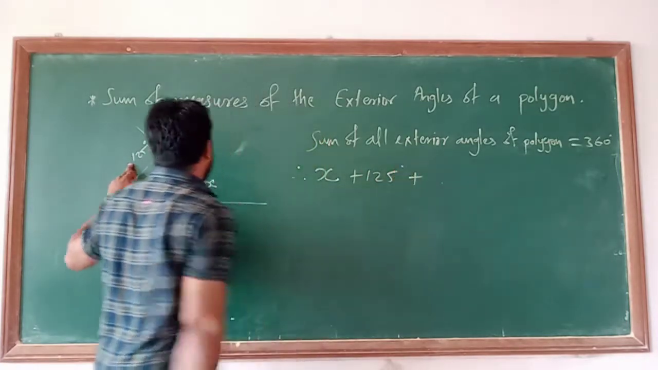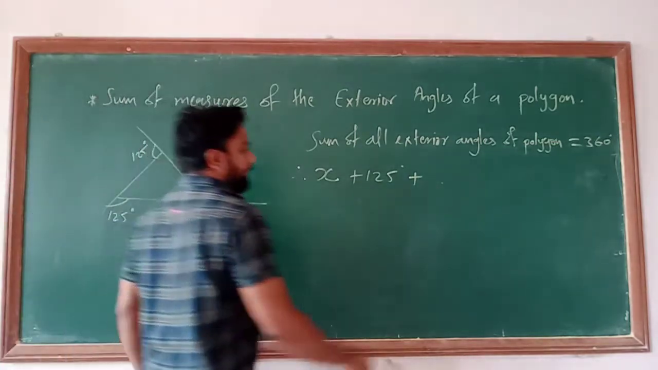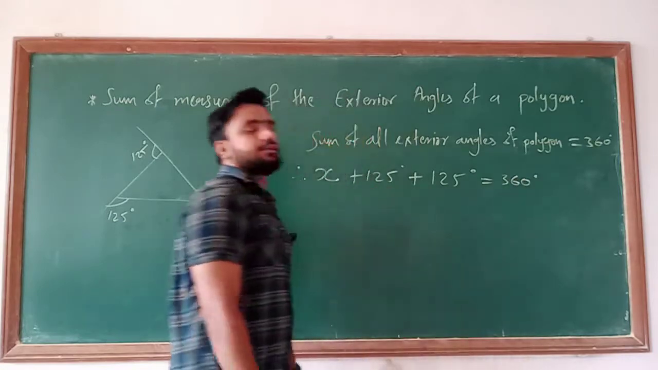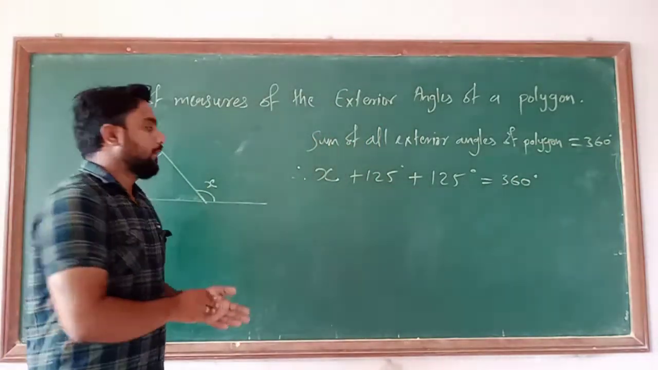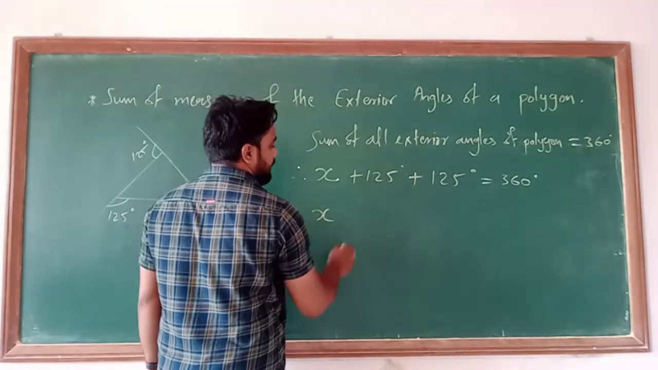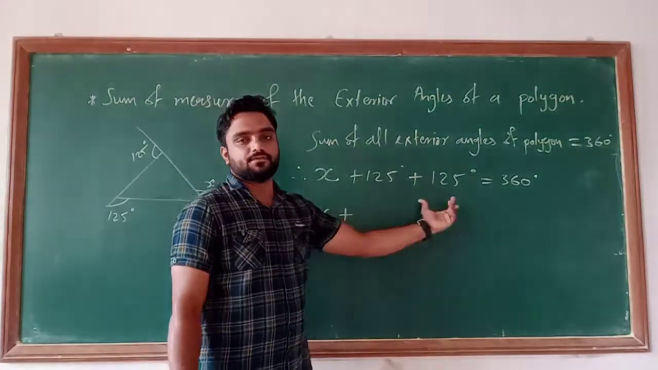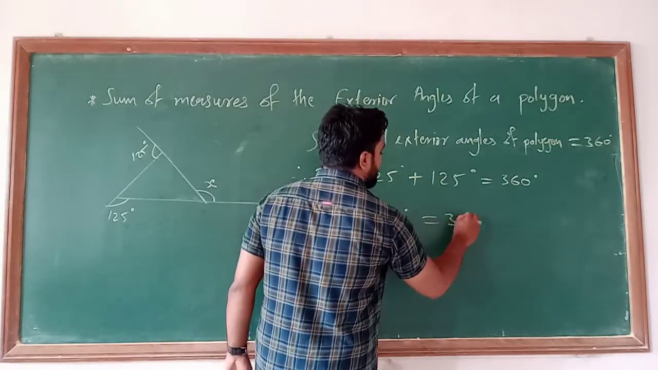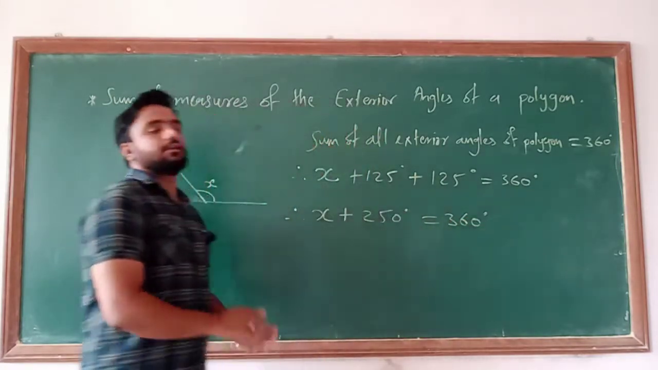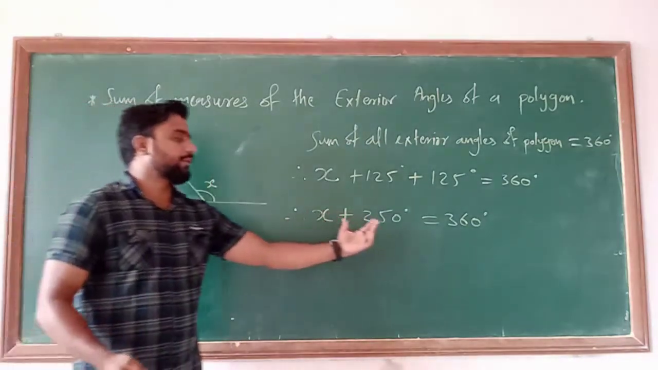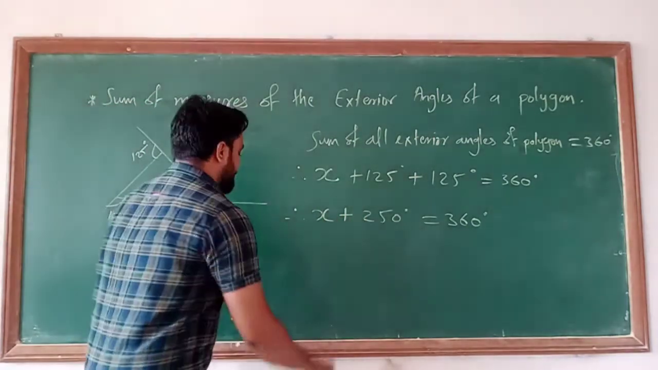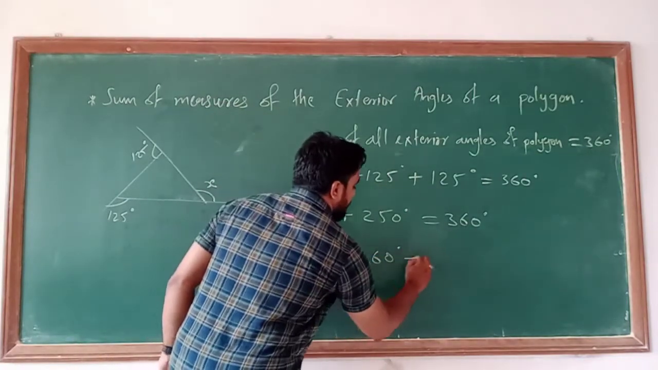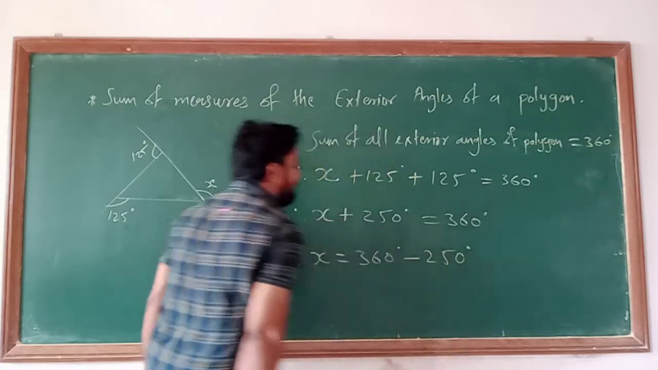125 degree, and the third one, that is how much? 125 degree. That is equal to how much? 360 degree. Understand or not? Okay, so therefore x plus, now 125 plus 125, that is equal to how much? 250 degree. That is equal to how much? 360 degree. Okay, now change the side of 250 from LHS to RHS. So therefore x is equal to 360 degree minus 250 degree.